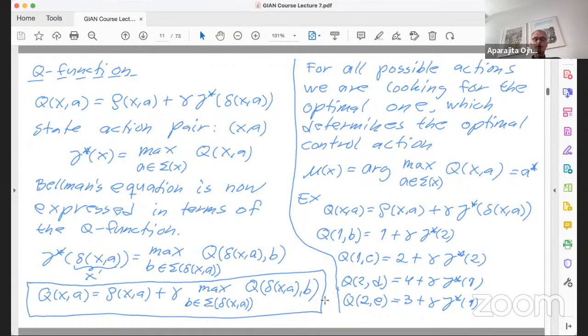Okay, how can we use this now? For all possible actions, we are looking for the optimal one, which determines the optimal control action. And here comes the great thing: if we happen to have the solution to this equation, which we don't have yet, we just have formulated an equation. But assume that we know this Q function for the different states and actions. Then for every state X, we could simply take this Q function and look at the argument A that gives us the best value of this Q function, and we call that A star. So mu of X, the optimal control action, is this A star, which maximizes the Q function.